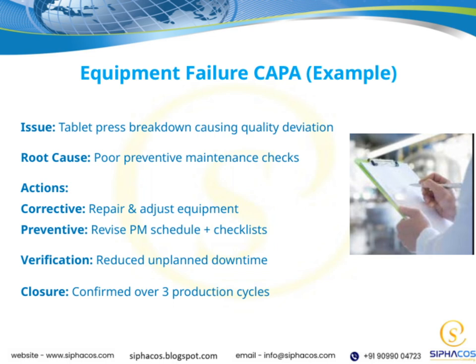After implementing these actions, verification showed a reduction in unplanned downtime, which is a key indicator that our corrective and preventive measures are working effectively. Finally, we closed the CAPA once the issue was confirmed to be resolved over 3 consecutive production cycles, demonstrating stability and consistent operation. This example highlights how identifying the root cause and taking appropriate corrective and preventive steps can effectively address equipment issues, ultimately supporting overall quality and efficiency.